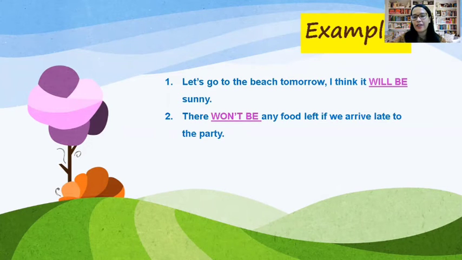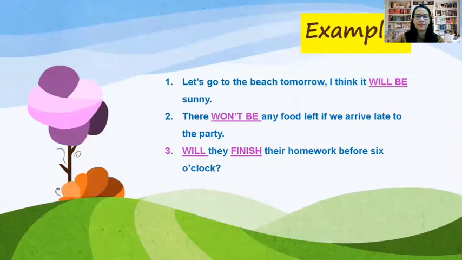There won't be any food left if we arrive late to the party. There won't be, will not be any food left. Be again as the verb one because we have food as the noun, correct? Okay, so there won't be any food left if we arrive late to the party.